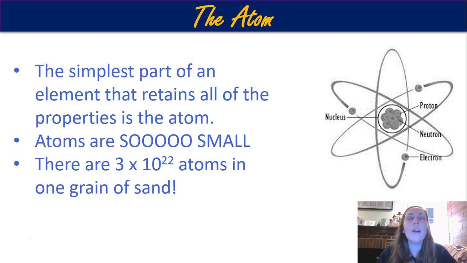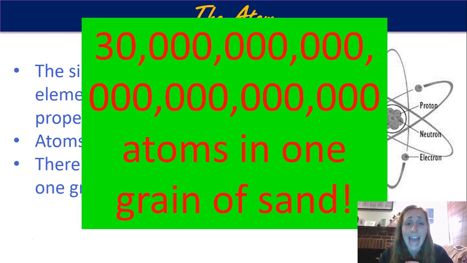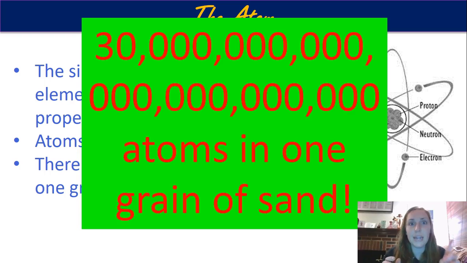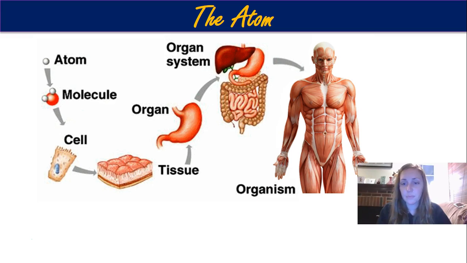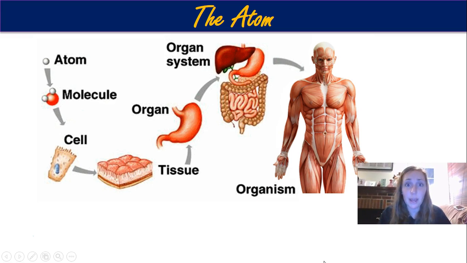But to understand 3 times 10 to the 22nd, we need to take it out of scientific notation and put it in regular notation. There are this many atoms: 3, 0, 0, 0, 0, 0, 0, 0. I'm not going to go through all those zeros. Atoms in 1 grain of sand. That's a lot of atoms in just a little itty bit.